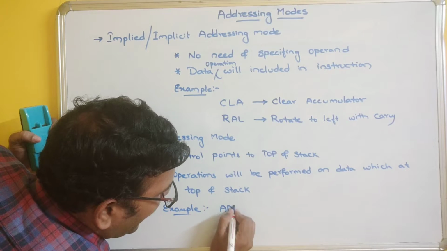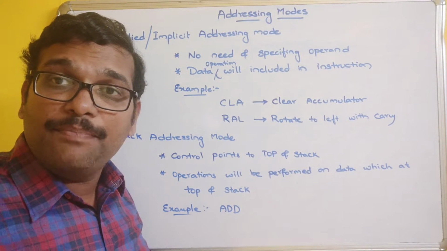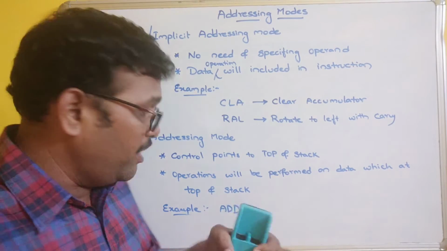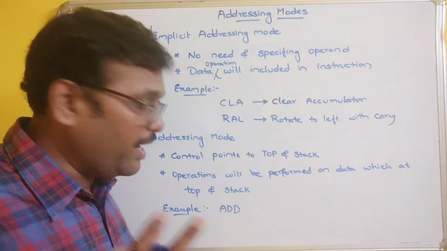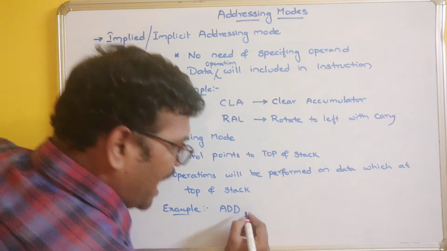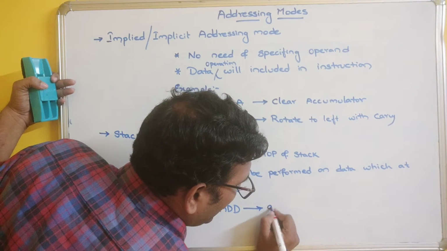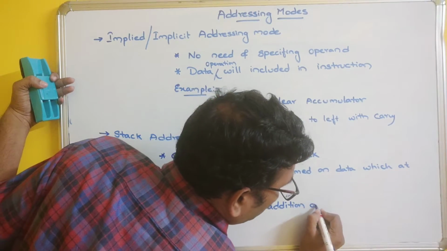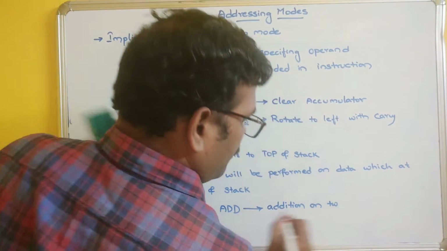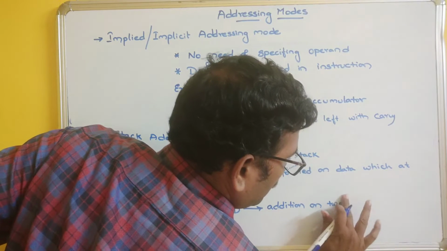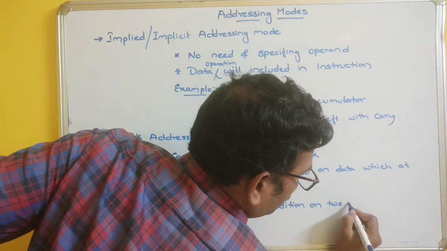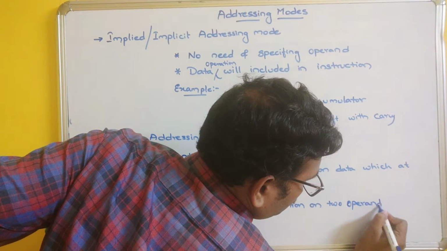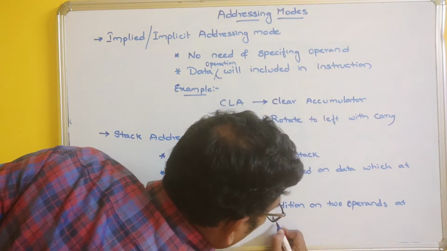For example, the instruction ADD. The instruction ADD means it should have two operands, right? So initially if you use this ADD, it performs addition on the two operands at the top of the stack.